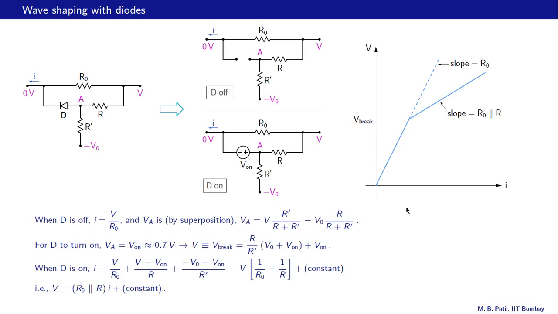So let us try to understand this plot. So when V is small in this range, the diode is off and the only current is the current through this R0, and therefore the slope of this part is R0. At this point, when V is V break, the diode turns on, and now the slope of V versus I is R0 parallel R, which is of course smaller than R0. So that gives us this segment here. So that is the overall V versus I relationship for this circuit.